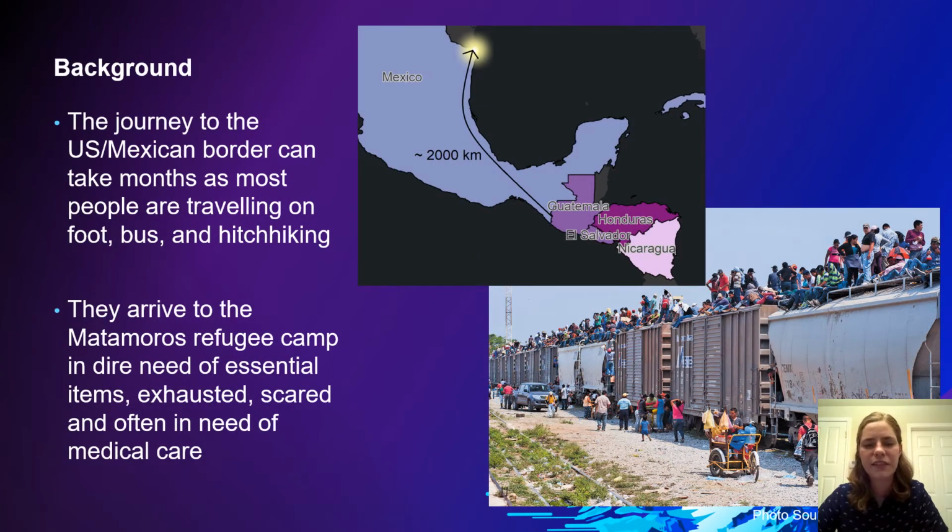In recent years, we've seen an influx of migrants from Central and South America coming to the United States for a variety of reasons. The population I most work with are asylum seekers who are not necessarily looking for a better economic opportunity. Rather, they're seeking refuge because they feel their lives have been threatened in their home countries. People often make this 2,000-kilometer journey on foot, hitchhiking, or by bus. And when people do arrive to the border, they're often in need of basic humanitarian assistance.